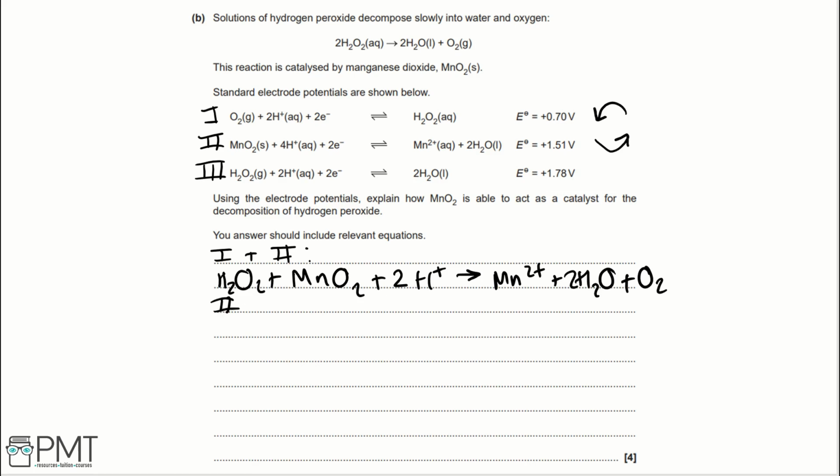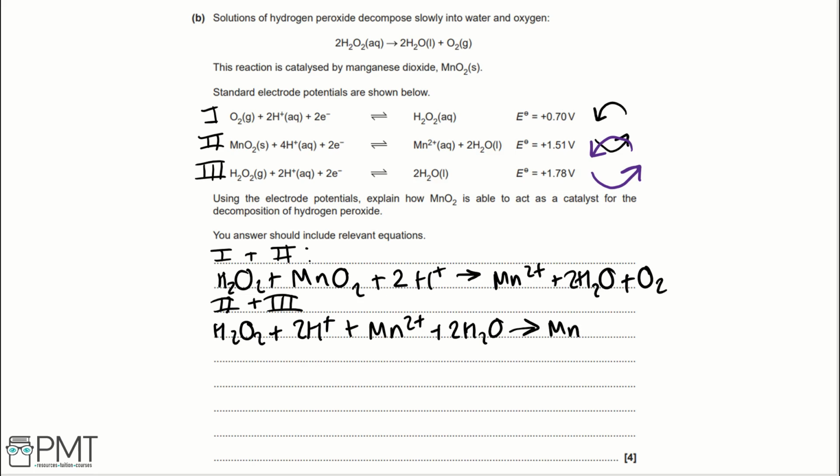And then if we write an equation for 2 and 3, again, looking at their directions, the more negative this time is reaction 2, and the more positive is reaction 3. So, writing the equation, we would have H2O2 plus 2H+ plus Mn2+ plus 2H2O goes to MnO2 plus 4H+ plus 2H2O.